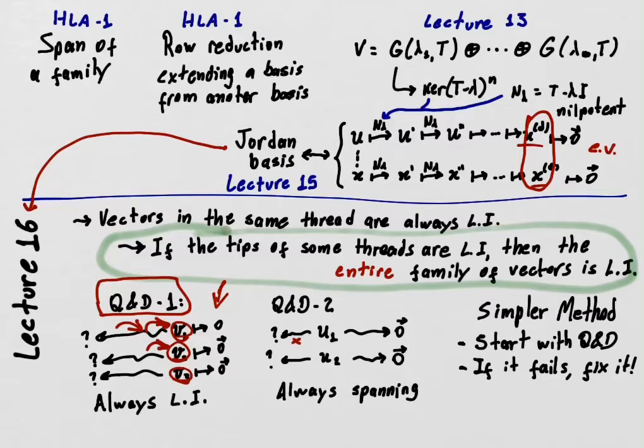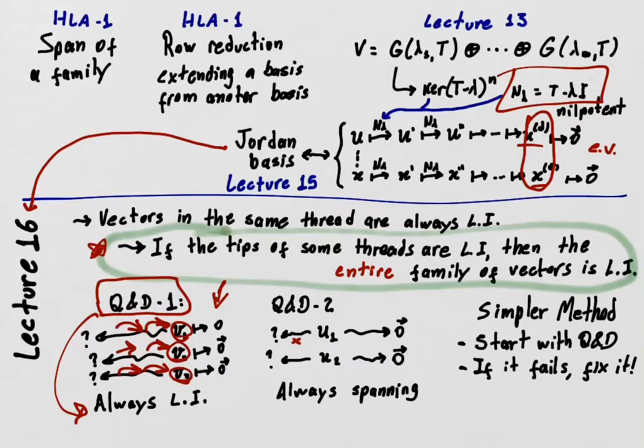Pre-image in what sense? Under this N lambda operator. So you try to find as many pre-images as you can, try to make these threads long. The collection you get using this method is always linearly independent because of this property here. But maybe there will not be enough vectors there.